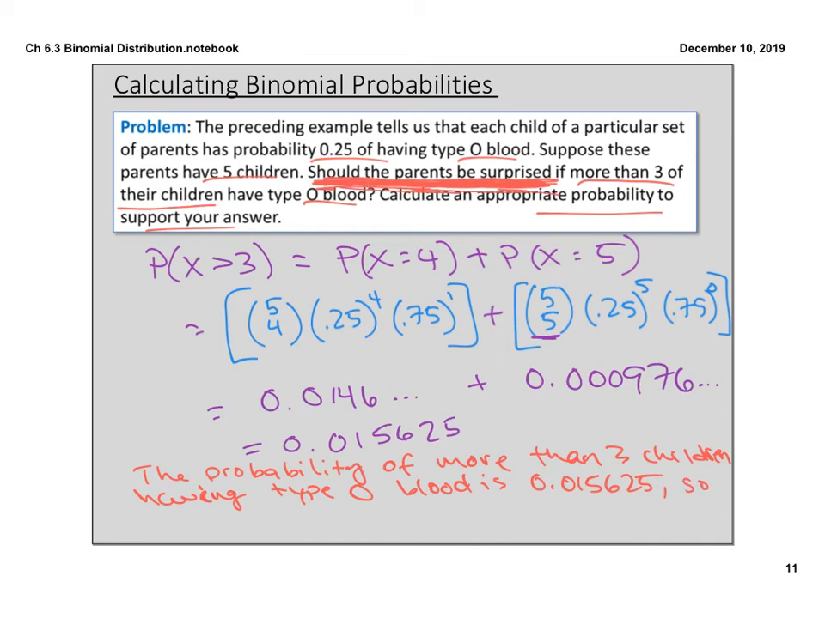So, yes, this would be surprising. When you have a 1% chance, that's a pretty low chance of something happening. A 1.5% chance technically here. That's a pretty low percent of something happening. So yeah, I would definitely say that that's a surprising result.